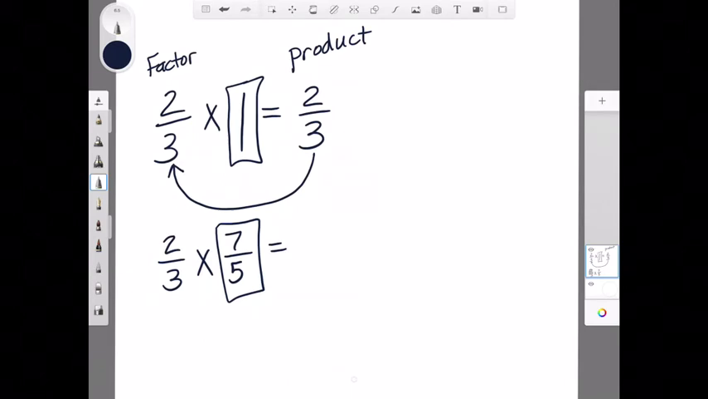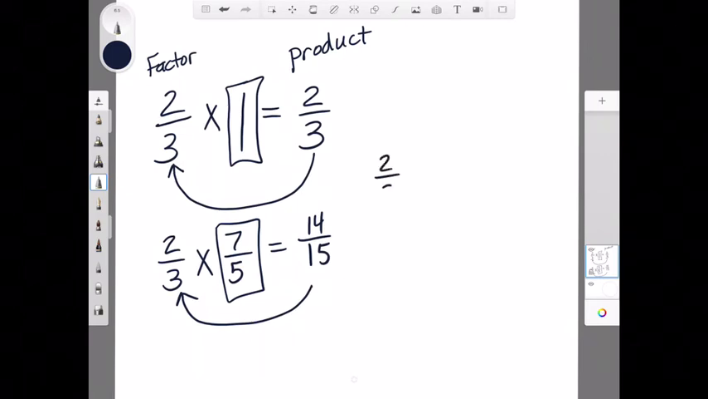And so our product will be greater than the number that we started with. And in this case, it's going to be 14/15, and 14/15 is greater than 2/3. And the reason I know that is because 7/5 is greater than 1, and whenever we multiply by a number greater than 1, the product is going to be greater than the number we started with.